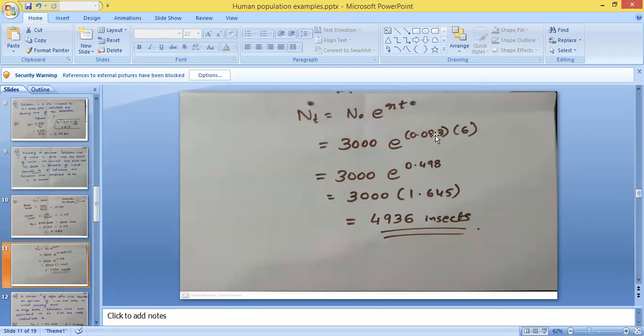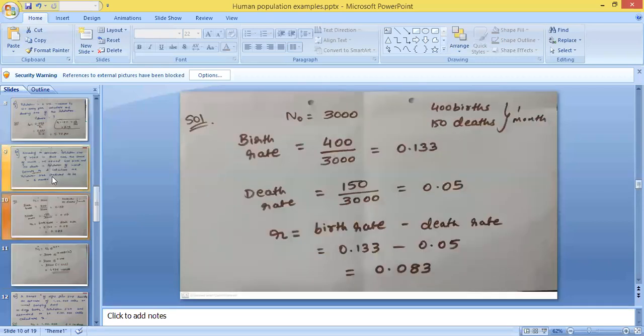First of all multiply this and then take the antilog. So you will get 1.645. And 3000 into 1.645 is 4936 insects. So I think it is clear. So quickly just write this down.